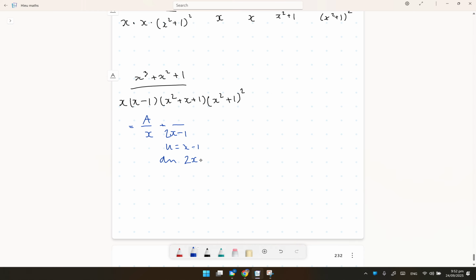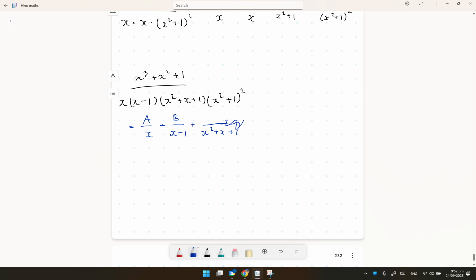But it's not going to be 2x plus something. It's just going to be 2. Therefore, we only need to use b for this one. Okay, now for this: x squared over x plus 1 plus x squared plus x plus 1.